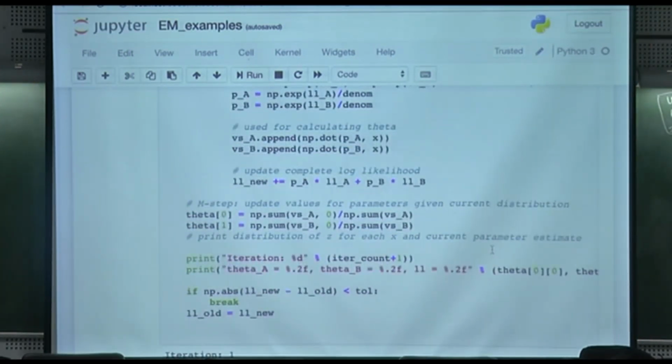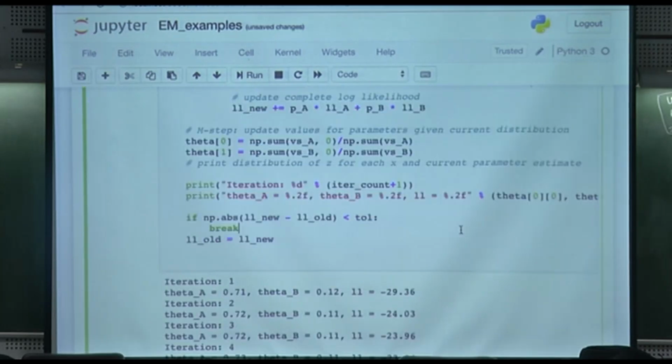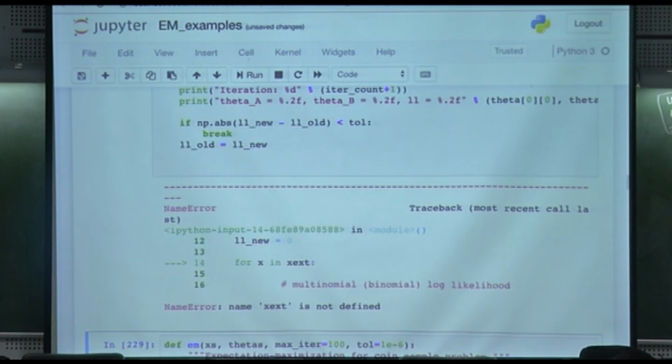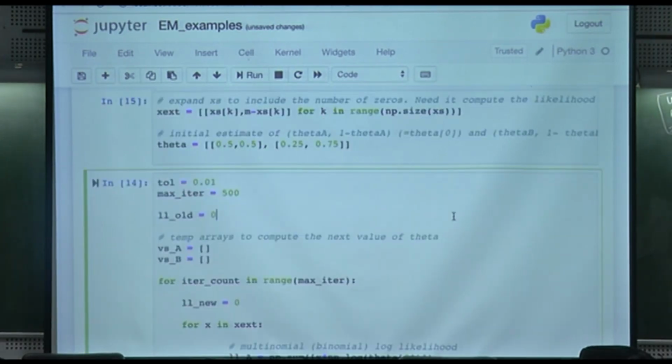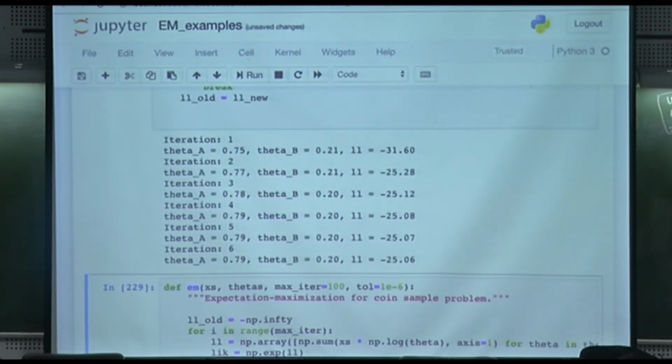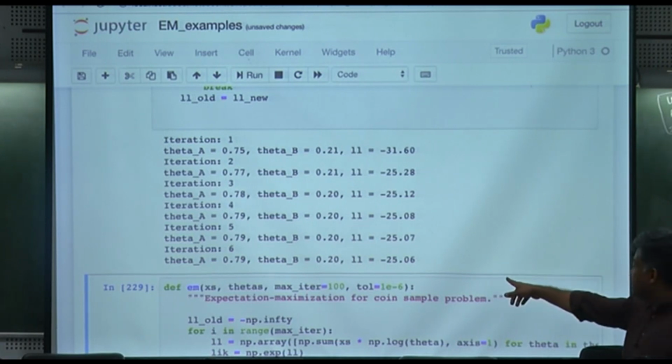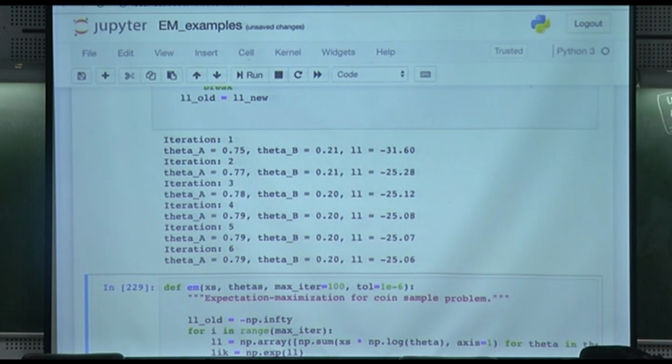So if you run this, no, I was way up there somewhere. Oh, XX is not defined, so I need to run this one. Yes, good. And basically now we converge to 0.79 and 0.2. That is the estimate when you do not know the thetas.